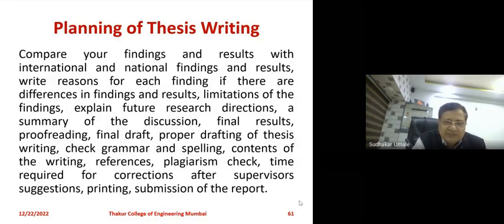Then check grammars. You have to check grammars from first page to last page. There should not be any grammatical mistakes. It requires time. Spelling mistake, it requires time. Contents of the writing, you have to arrange the contents of the writing, it is very important. You have to arrange references, it requires time. You have to check the references and reference numbers, that is citation numbers, from first page to last page. Then when you are having each and everything very correct, then you have to check the plagiarism. So we require some time for plagiarism check, time required for correction.